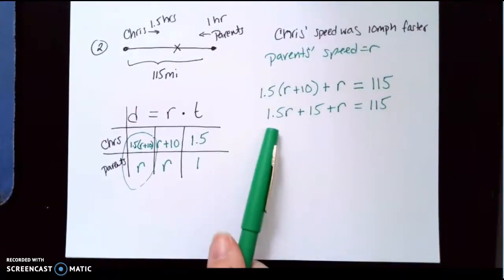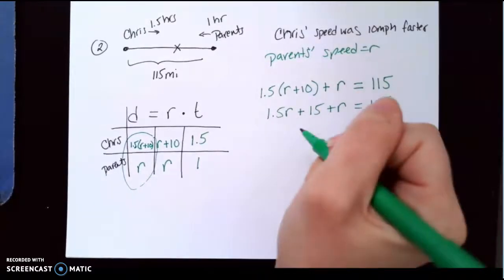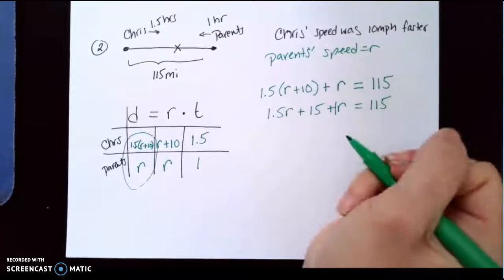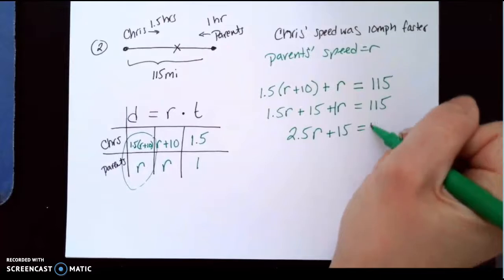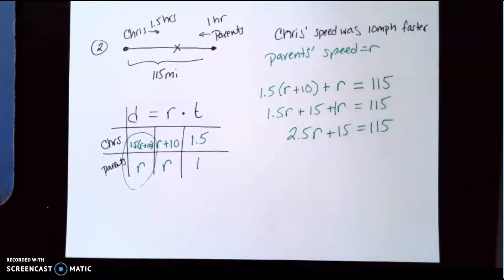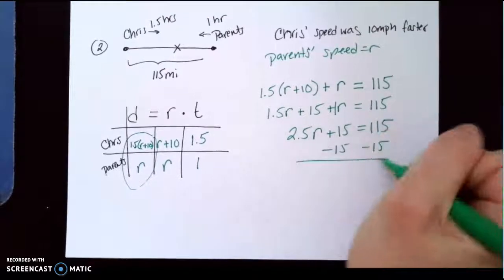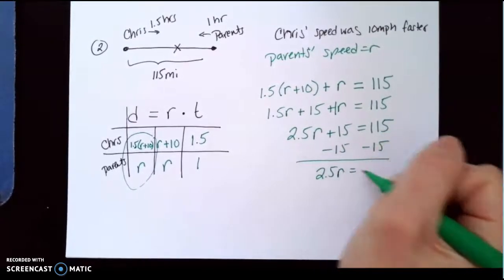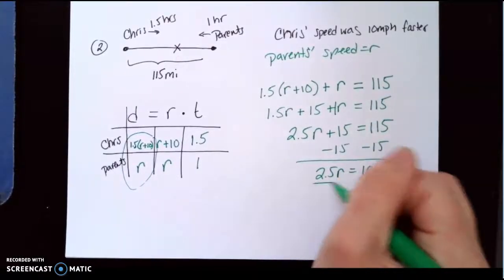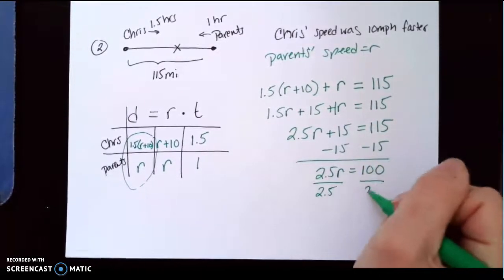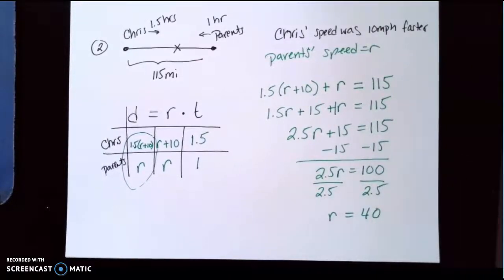If you want, you can clear out the decimal by multiplying everything by 10. This decimal isn't too bad to work with. Even when I'm combining like terms, I have 1.5r and 1r. That's 2.5r plus 15 equals 115. And then I'll go ahead and subtract 15 from both sides. 2.5r equals 100, and then divide by 2.5. So that means that r is equal to 40.